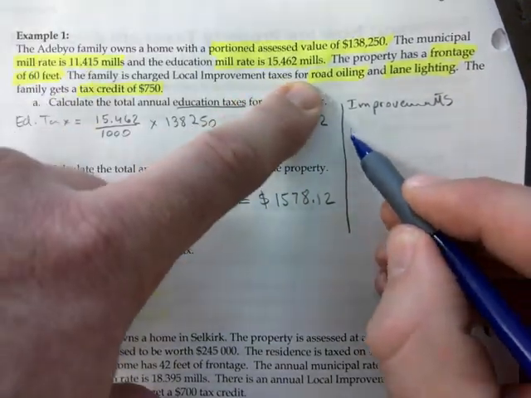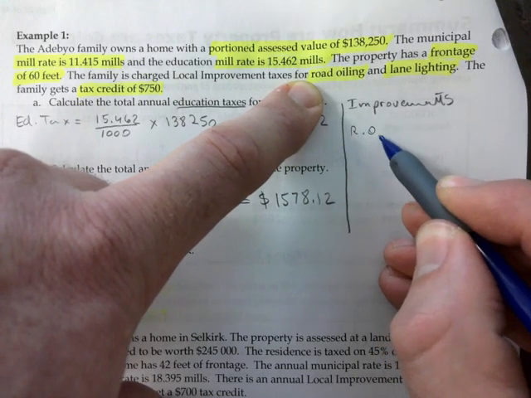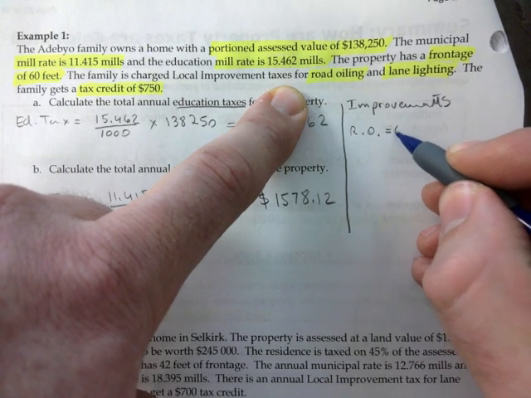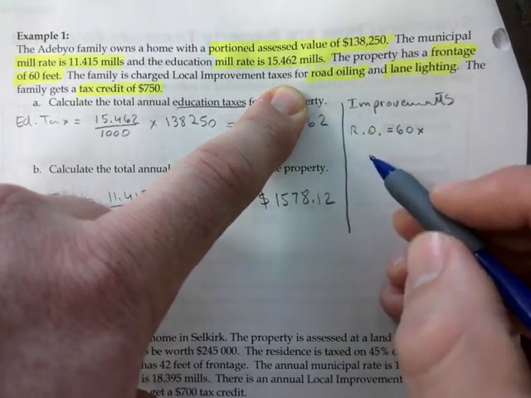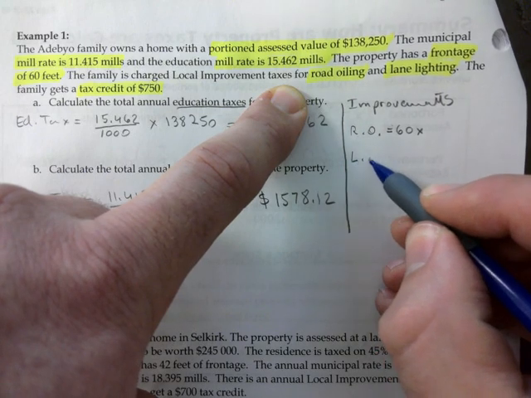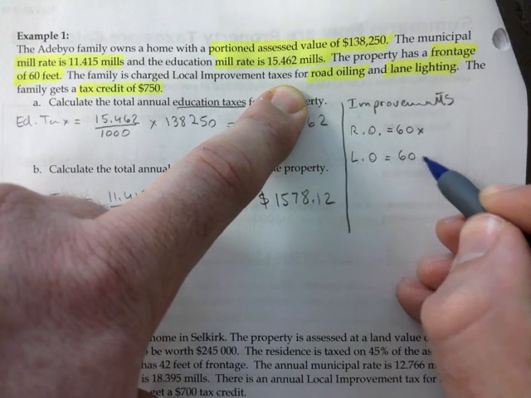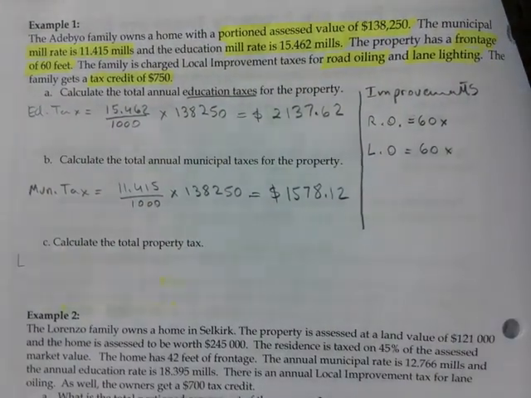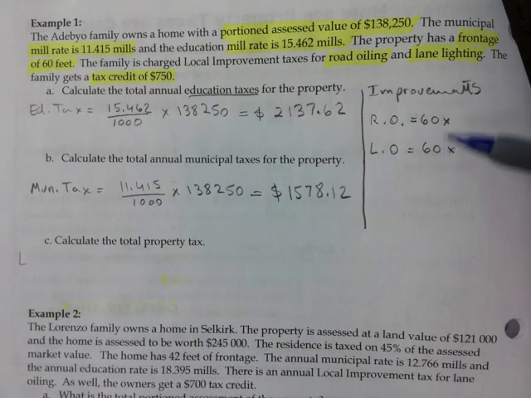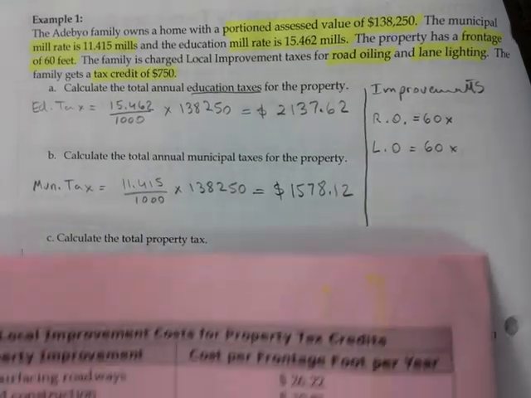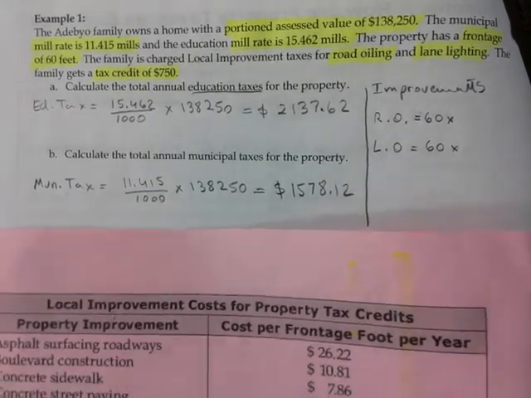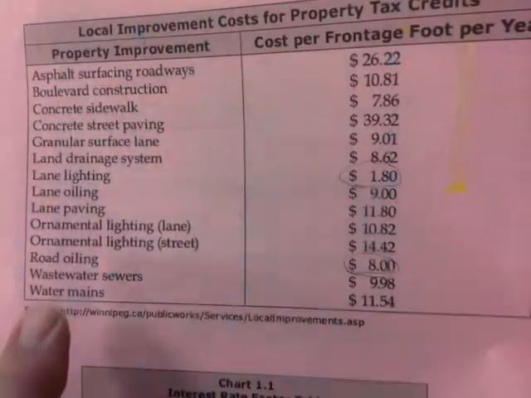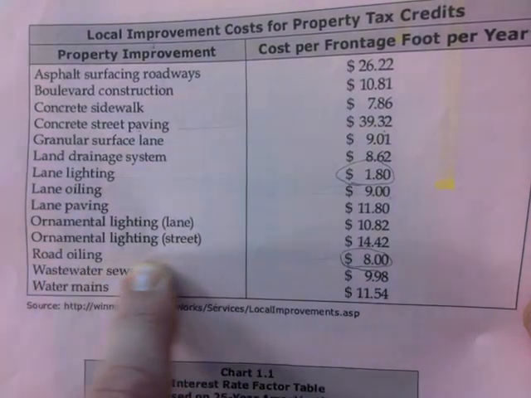So road oiling, I'm just gonna call it RO. We have a 60-foot property, and we're gonna multiply it by something. And then there's lane oiling, 60 times something, and we're gonna go get those with our chart. Why 60? Because that's the frontage of the property. So let's go get that lane oiling. Oh, it's road oiling. Watch out. There's two. Road oiling is $8.